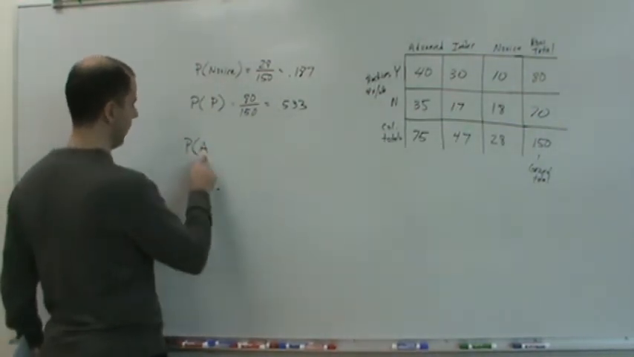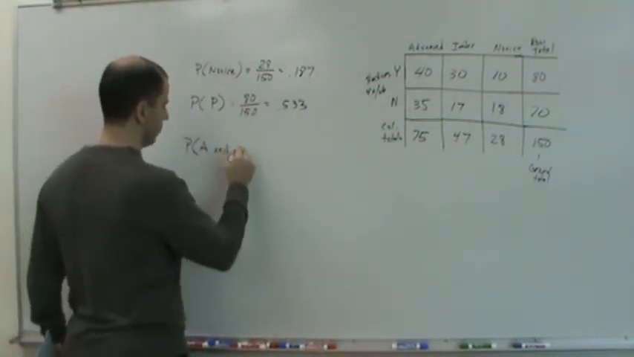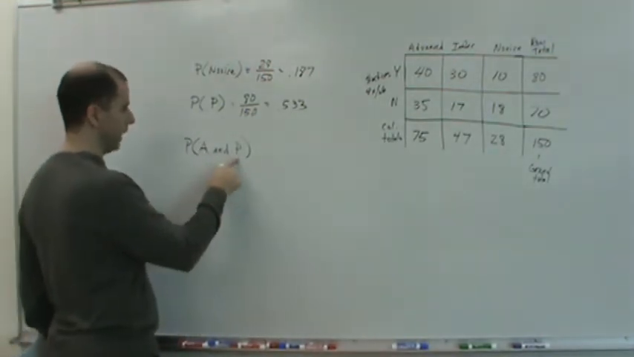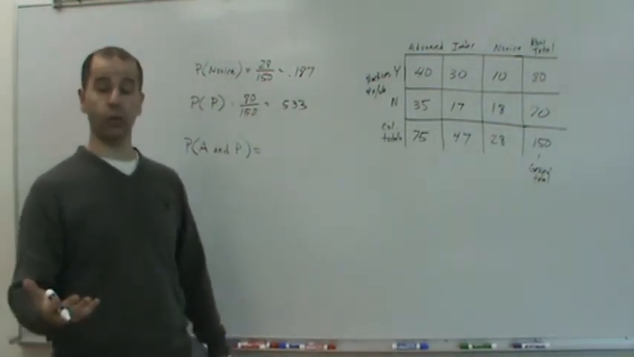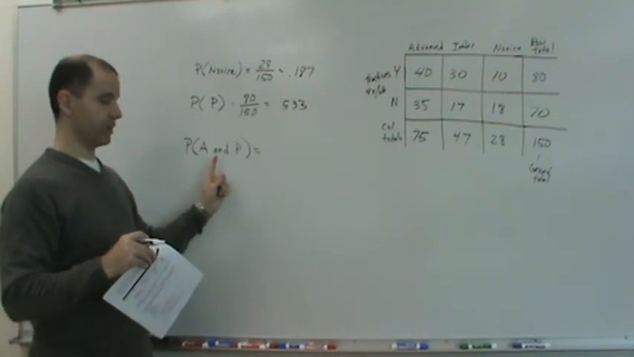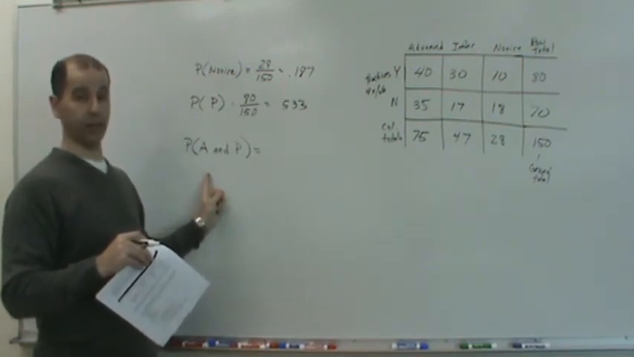So let's say advanced swimmer and practices 4 times a week. Okay, so the probability of A and P. Well, let's use the general rule, right? Because it's not the case that these are independent of each other. These are not going to be independent of each other.